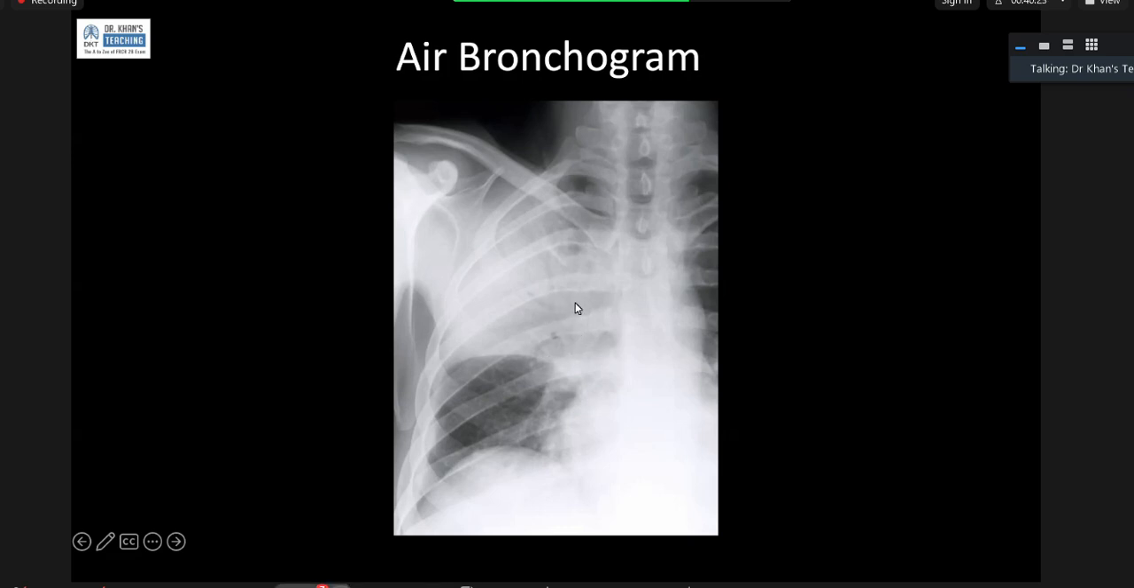Lucencies, branching, tree branch-like lucencies. So this is patent air-containing bronchi within the area of consolidated lung. And this is called air bronchogram. And that is a sign of consolidation, right?